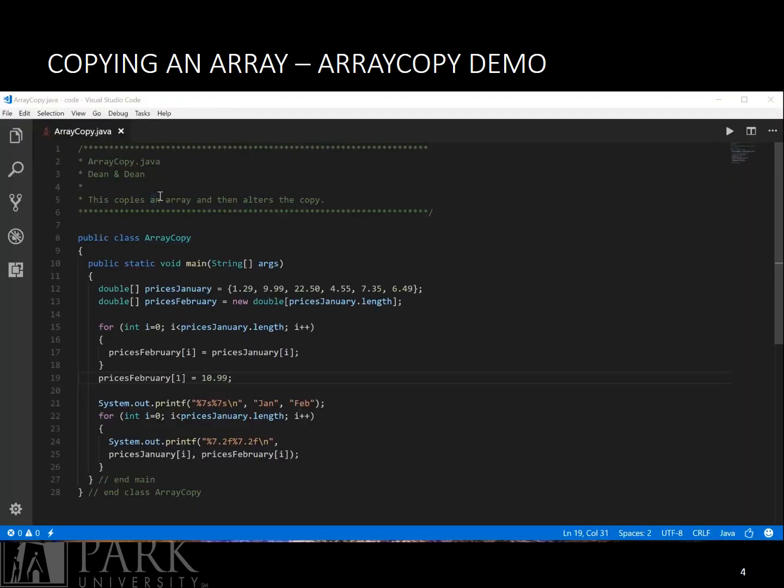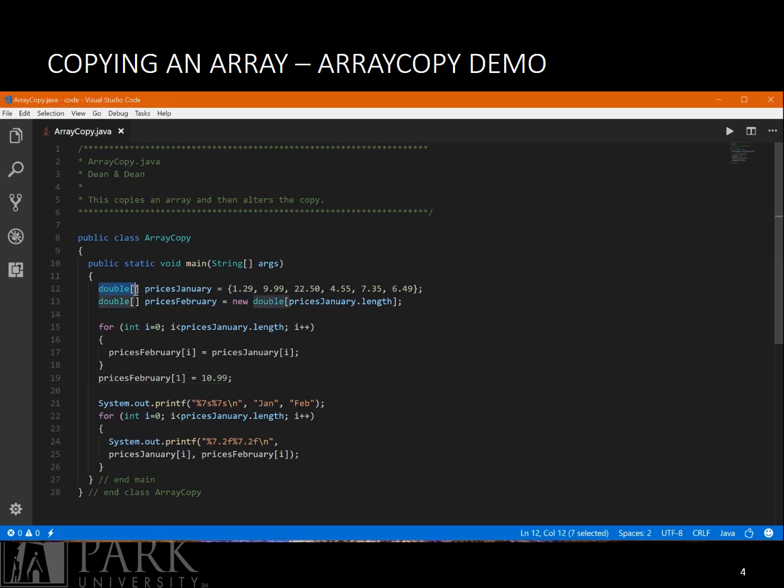Well, let's look at an example to see how we would do it. In this case, we're going to turn to the ArrayCopy class. Here you can see we've got two double arrays, one called pricesJanuary and one called pricesFebruary. And here we are initializing January's. And then here we are creating a new array using the length of January's to set our size. Then we iterate through each of the elements in the January array and assign it to the corresponding element in the February array. And then we override one of the prices right there.